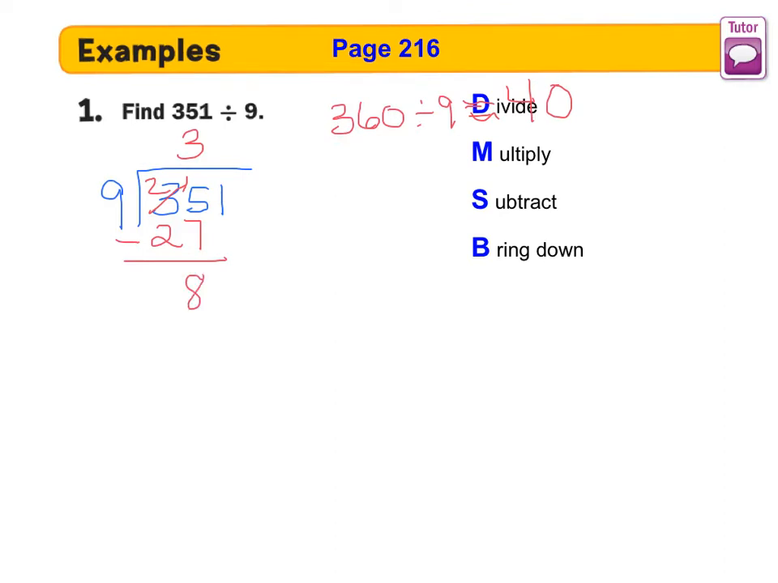And now I have 8. But I'm not finished with my problem. I have to bring this 1 down. That's the last step, to bring down. Now I start all over again. 81 divided by 9 is 9. 9 times 9, multiply, is 81. Subtract. And there's nothing left to bring down. So my answer, my quotient, is 39. And I can check to see, is that close to my estimate at the beginning, 40? It's really close. So then I know I'm on the right track. If this is new to you, you're going to want to definitely work through a bunch of these together with me.